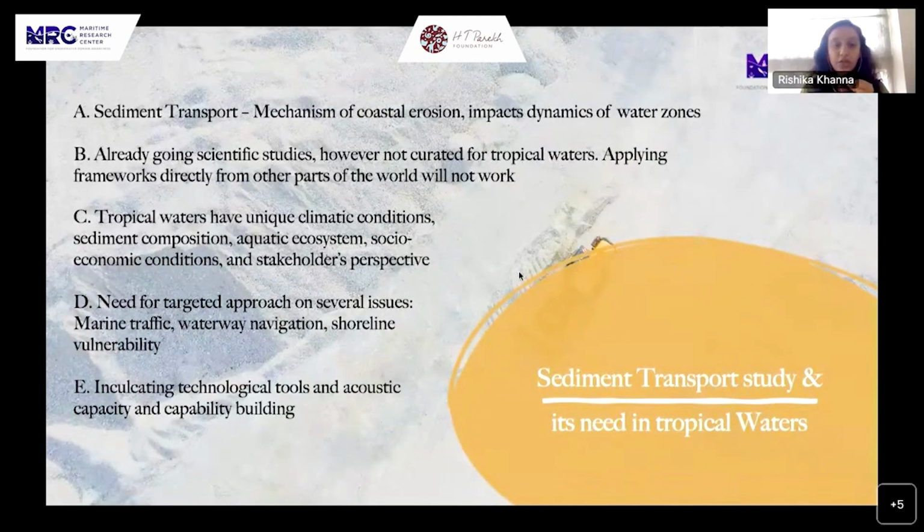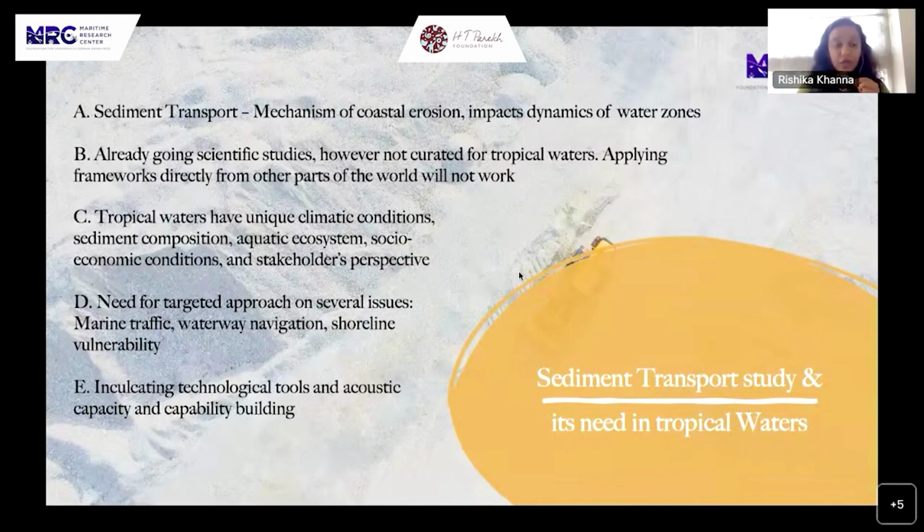So sediment transport is a mechanism by which the coastal erosion proceeds, and it impacts the dynamics of water zones such as coastal rivers, estuaries, waterway navigation channels and harbor capabilities, as well as it affects the water quality and related issues such as aquaculture.